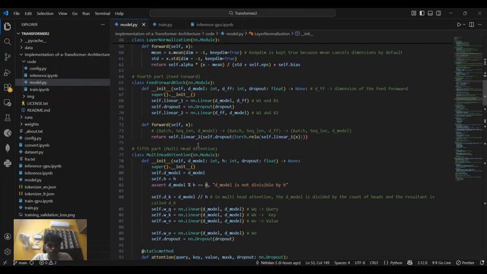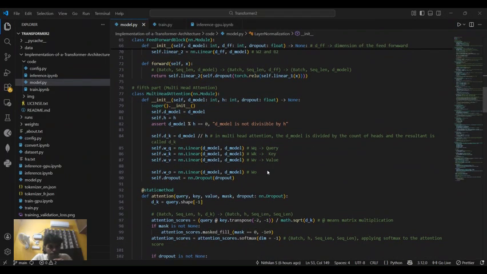Feed forward network. A two-layer fully connected network applied independently to each token. It increases model capacity by introducing nonlinearity using ReLU activation.